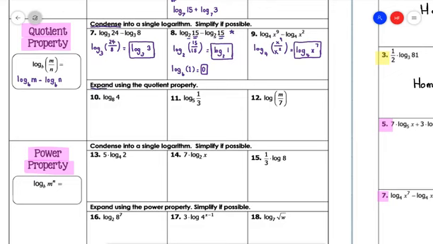Now on 10 through 12, we are expanding using the quotient property. So we're going to change 4 into something that could be over another number. So we could say that's 4 over 1. We could say that that's 8 over 2. So let's do 8 and 2. So we would have log base 8 of 8 minus log base 8 of 2. And then we're expanded there.